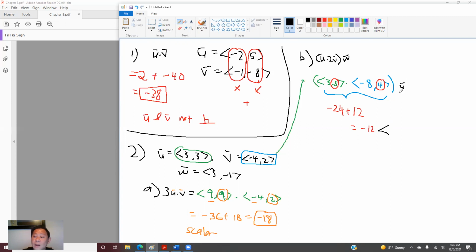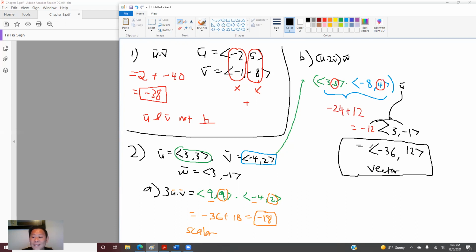And what is vector W? Vector W is given as 3 and -1. So now we need to distribute your -12 here. So what we get is -36 and 12. Now this is going to be a vector form. The reason why this is a vector form is because this is in component form.